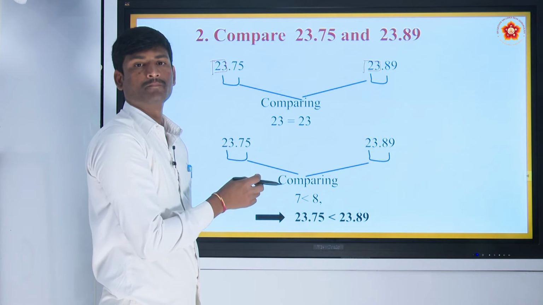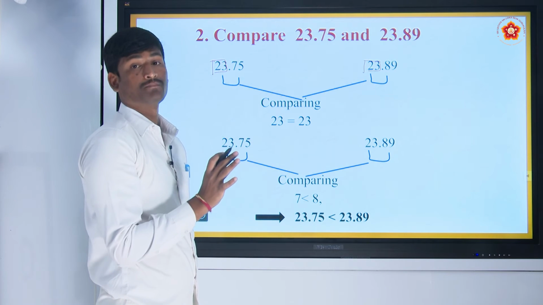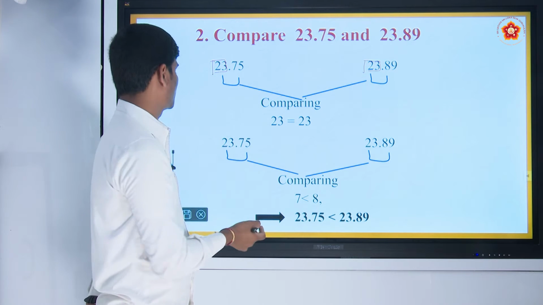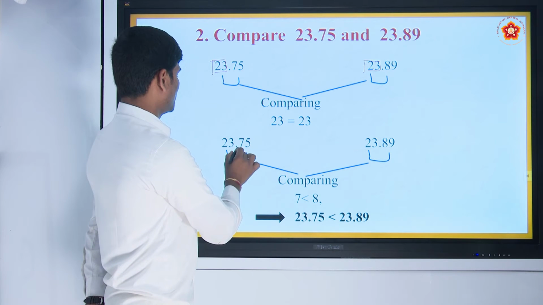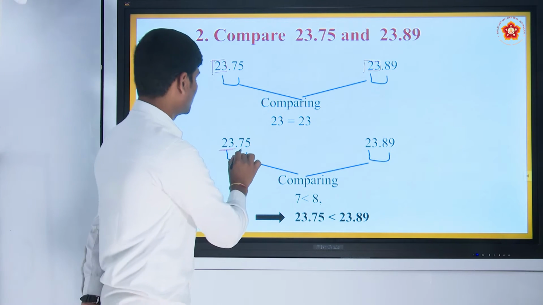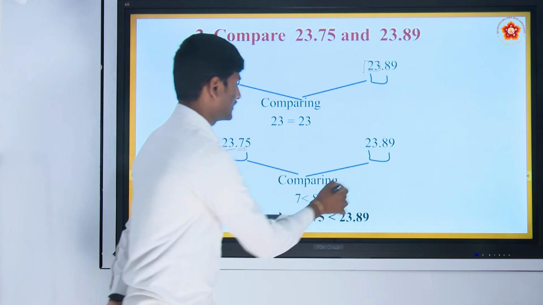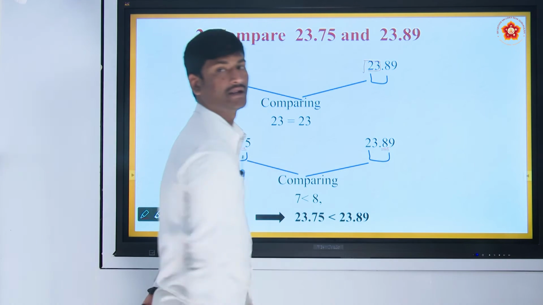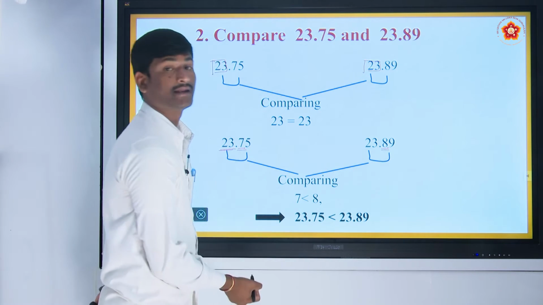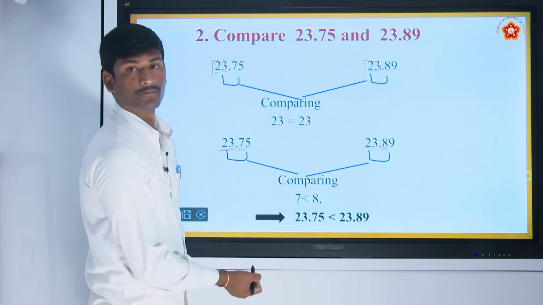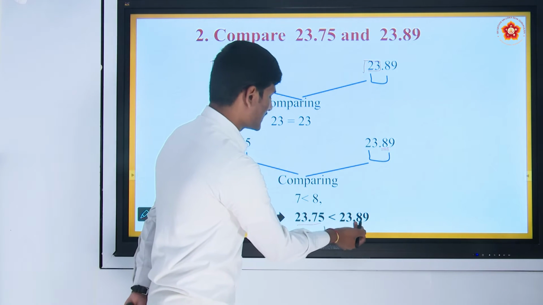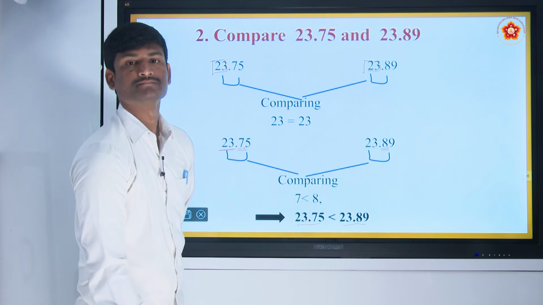Then we compare the decimal part, that means the 10th place, after the point. The whole number parts are equal, so we compare the 10th place, 7 and 8. The 7 is less than 8. Therefore, 23.75 is less than 23.89. Okay.